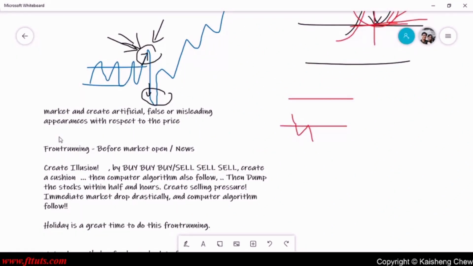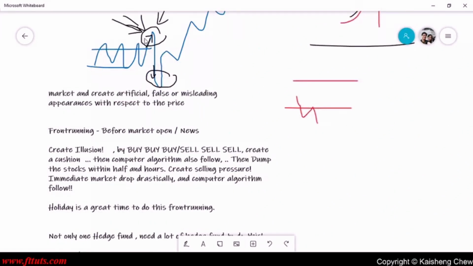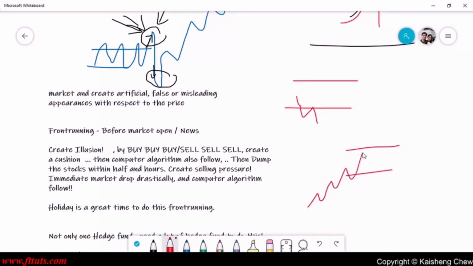Usually this happens just before the news or after the news. They do front running before the news, then after the news they will see, let's say, okay, now the trend is going up. Okay, so they are doing it like that.